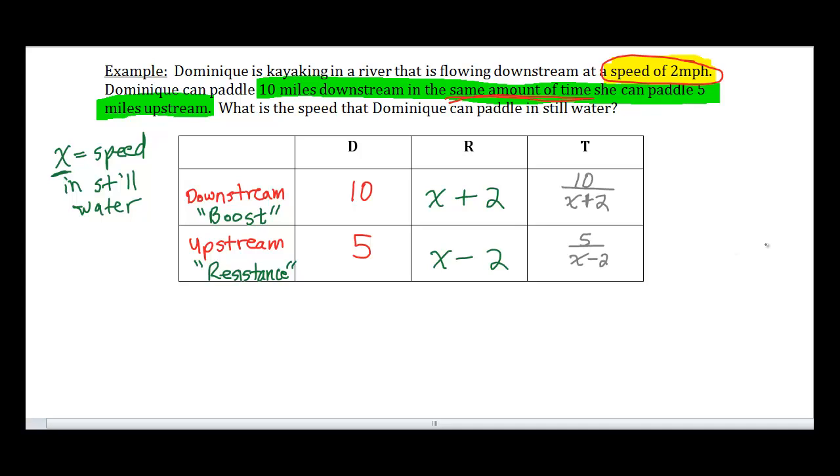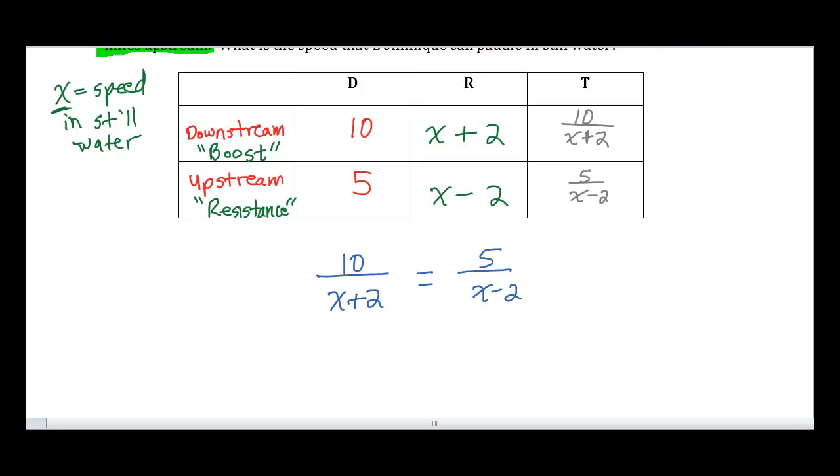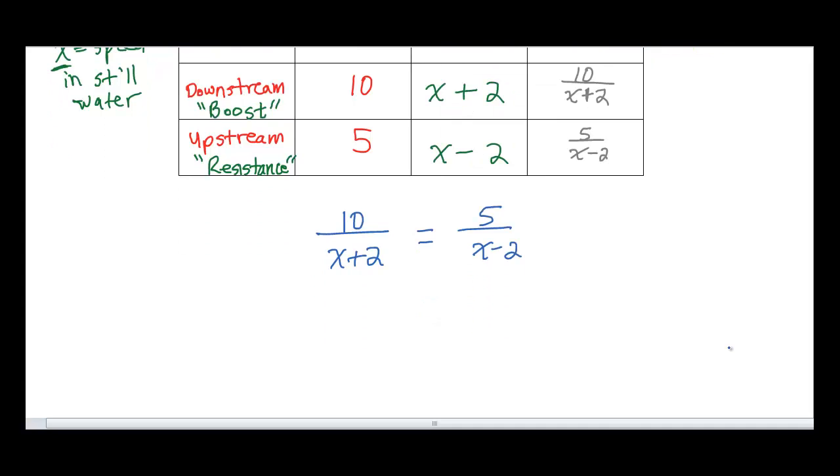All right, once we have this, we can use the fact that this problem says the same amount of time to set up our equation. Just set these times equal to each other. So I'll have 10 over x plus 2 equals 5 over x minus 2. And when we solve for x, that's going to be our speed in calm water or in still water. I'll let you solve for x. Find the LCD, multiply both sides by the LCD and simplify. And what you're going to find is that you get x equals 6. So the speed of the boat in calm water is 6 miles per hour.